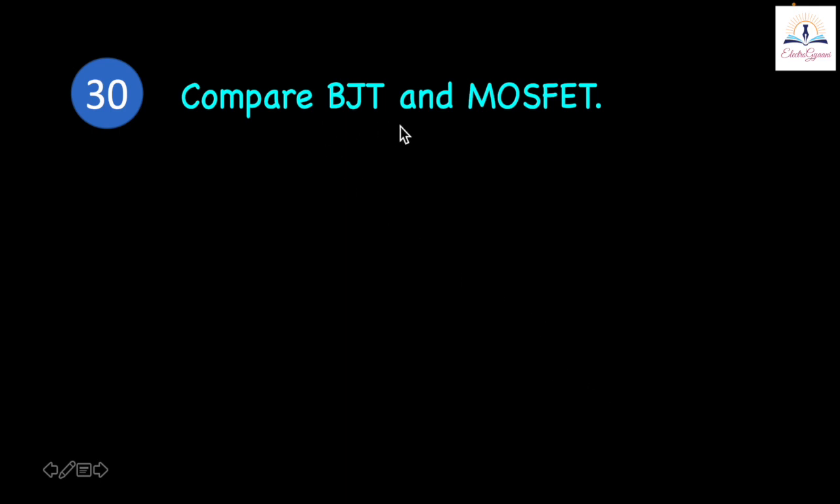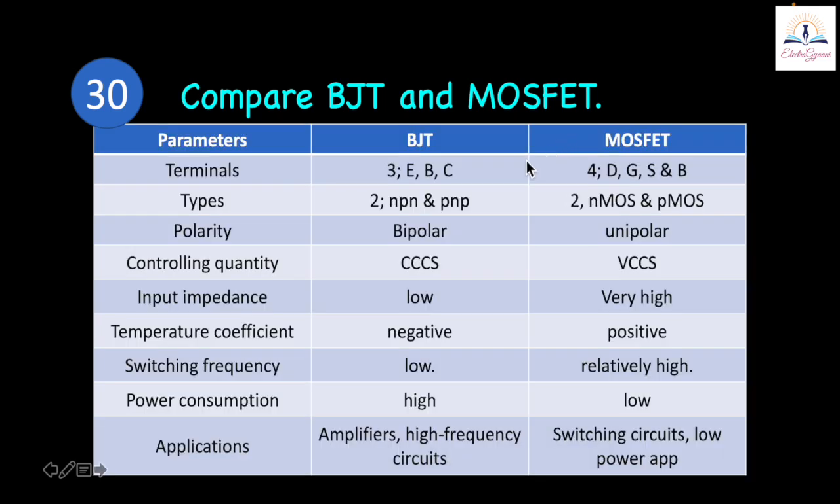Next question is compare BJT and MOSFET. So here we have the comparison of BJT and MOSFET. So BJT has 3 terminals while MOSFET has 4 terminals: drain, gate, source and body. Types of BJT we have seen, NPN and PNP, while MOSFET is NMOS or PMOS. Polarity, this difference is very important. BJT is a bipolar device while MOSFET is a unipolar device. Controlling quantity, BJT is known as current controlled current source while MOSFET is voltage controlled current source. Input impedance of BJT is low while MOSFET has very high input impedance.